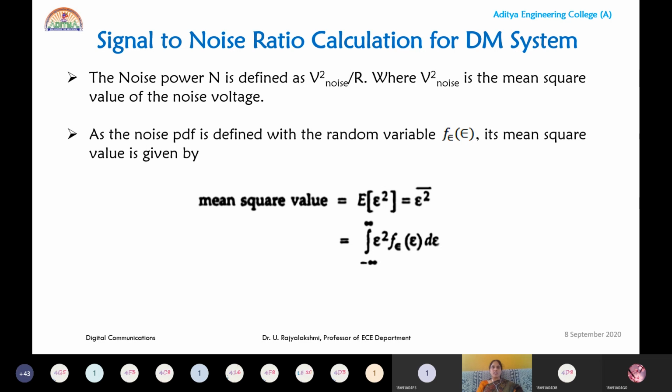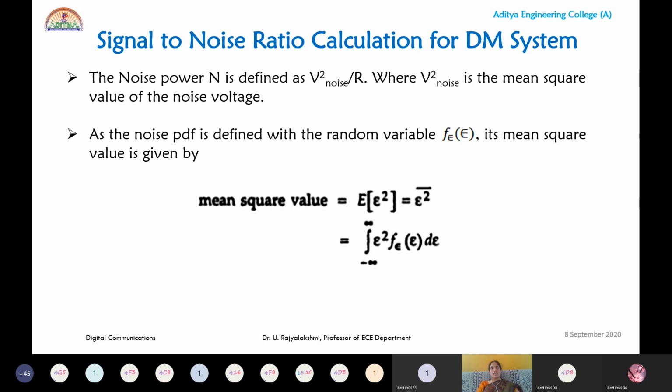Now what is the definition for noise power? It is the mean square value of the noise signal divided by R. But how can you calculate the mean square value of the noise? How did you do it in the case of PCM? We did the same procedure as we are following here. That is integration from minus infinity to plus infinity of error square into f_E(e) de.